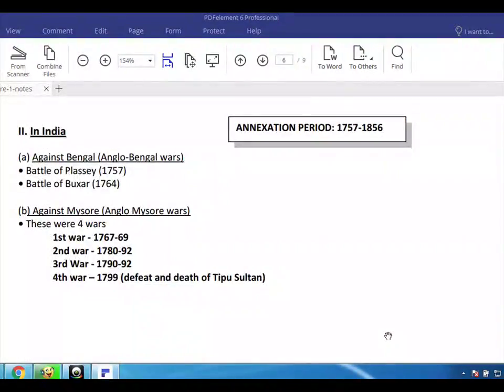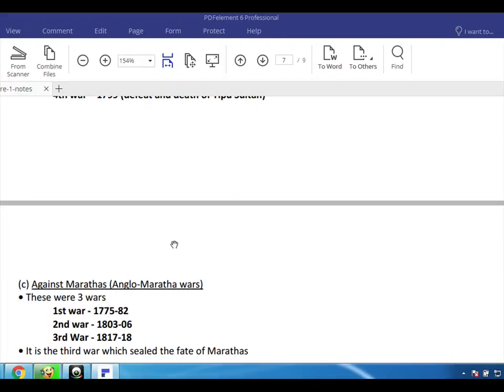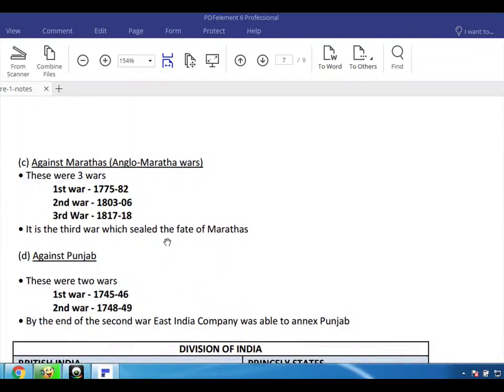Annexation period, 1757-1856. Against the Marathas, the Anglo-Maratha Wars. These were three wars. First War, 1775-82. Second War, 1803-06. Third War, 1817-18. It is the third war which sealed the fate of the Marathas.